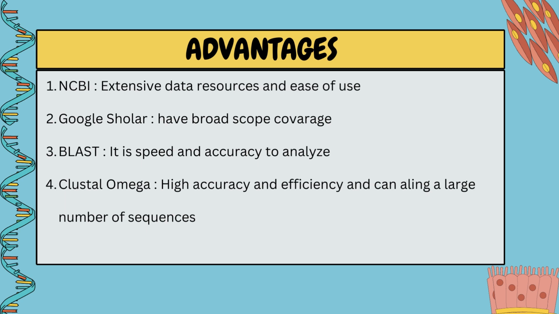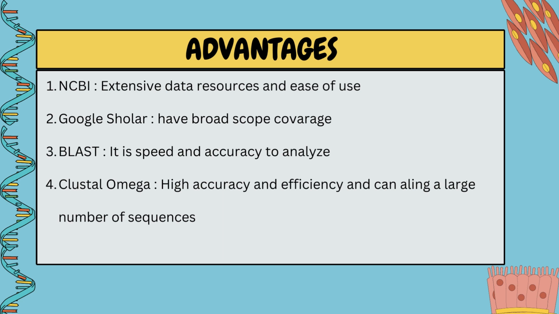Last but not least is Clustal Omega. Clustal Omega is a program for multiple sequence alignment and comparison of biological sequences. It allows users to align and compare multiple sequences to identify similar regions or patterns. The advantages of using Clustal Omega are its very high accuracy and efficiency and the ability to align a large number of sequences.